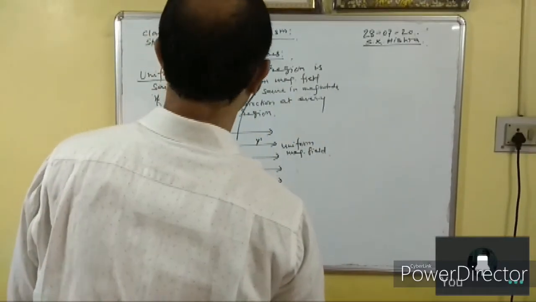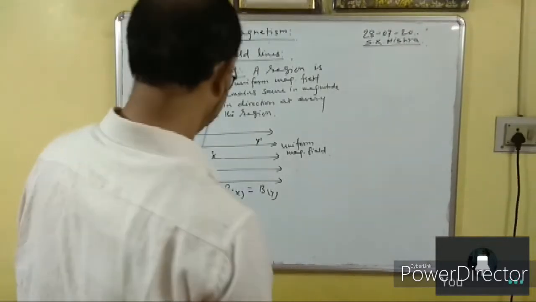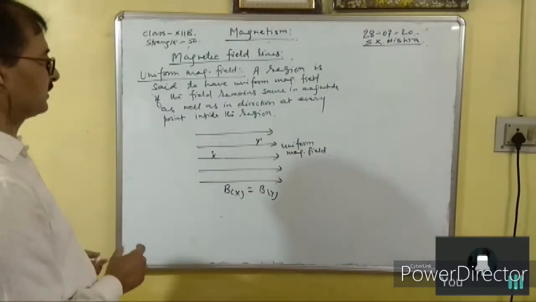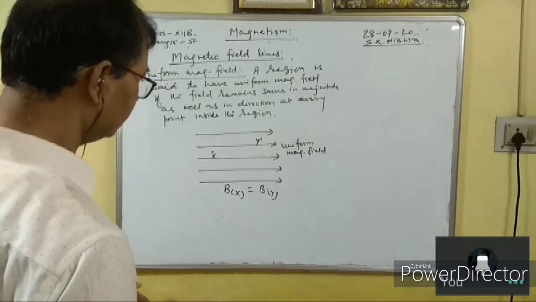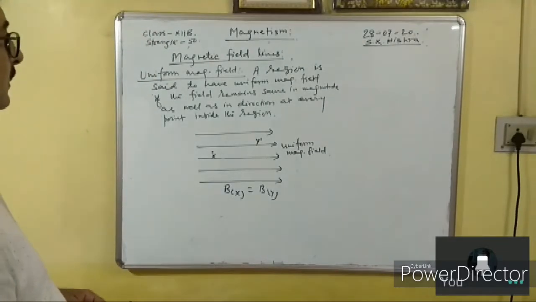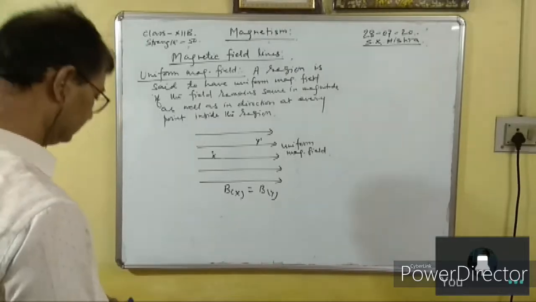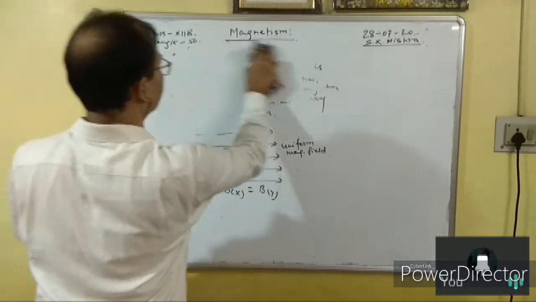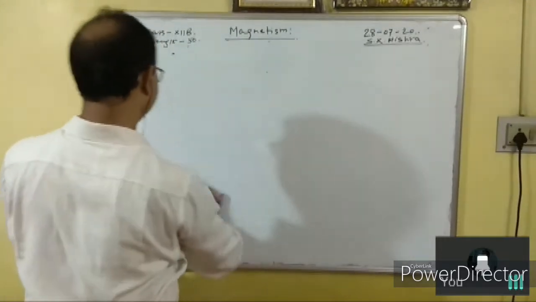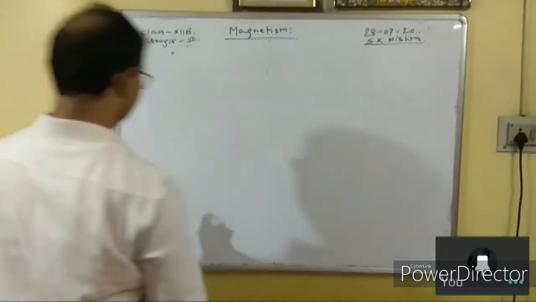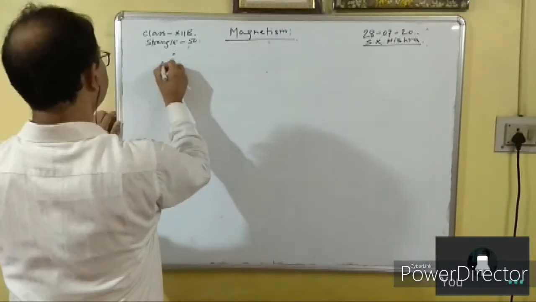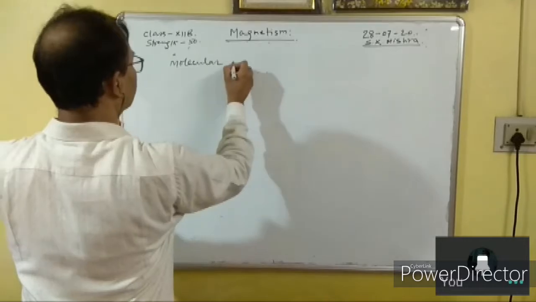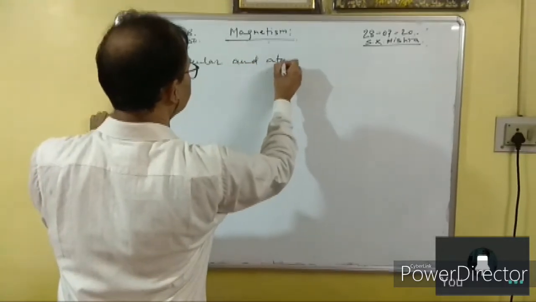If this region is having a uniform magnetic field, it means field lines should be parallel, unidirectional, equispaced. Because if the spacing here is less and the spacing here is more, then the field at this point will be more and the field at this point will be less, because crowding, I mean density, defines the strength of the field. So that's why a uniform magnetic field is represented by this diagram. If you consider a point x and suppose this point is y, then magnetic field at x is equal to magnetic field at y.